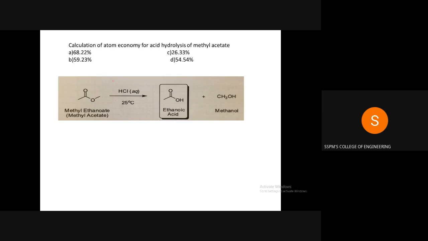So you can calculate atom economy by using the molecular weight of the desired product divided by the molecular weight of all the reactants into 100. So you can take a screenshot of this and solve these two reactions. Write these two reactions, calculate the molecular weights and see whether you can solve them. From the molecular weights you can calculate the atom economy.